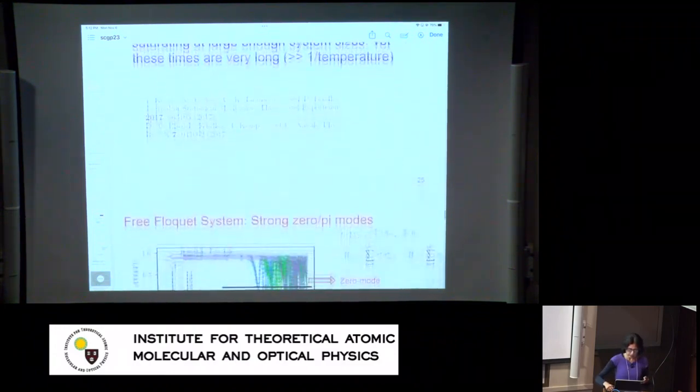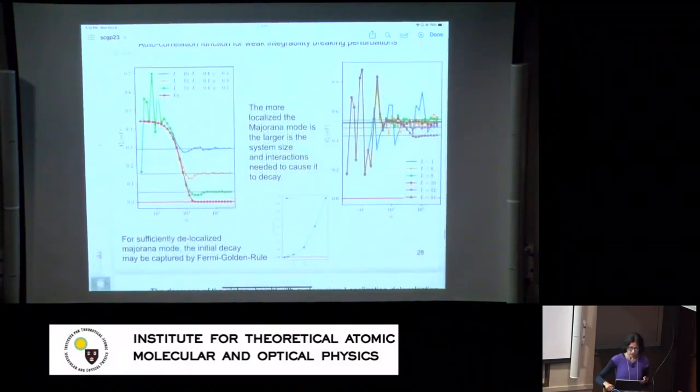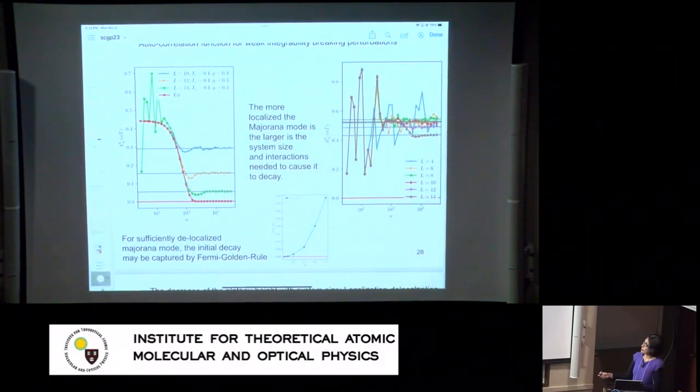So I'll show you this plot for the autocorrelation. This is the autocorrelation function related to this isolated Majorana, and this is for different system sizes, L equal to 10, 12, and 14. And what you find is that basically, if I have a system which is, say, L equal to 10, this is not decaying. It's just going down and settling to a given plateau.